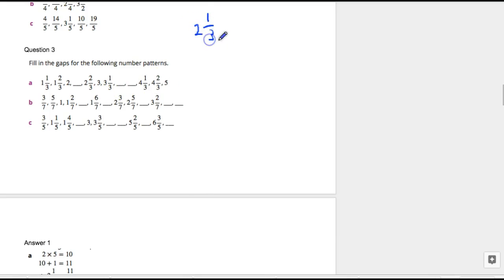Okay, so we're adding on 1/3, and then we have 2 2/3, 3, 3 1/3. Okay, so I'm just rewriting this. If we're adding on another third, what do I have in it? You could probably see the pattern anyway, because I've got 1/3, 2/3, 3, 1/3, 2/3, 4. Okay, and then it continues as 4 1/3, and so on.